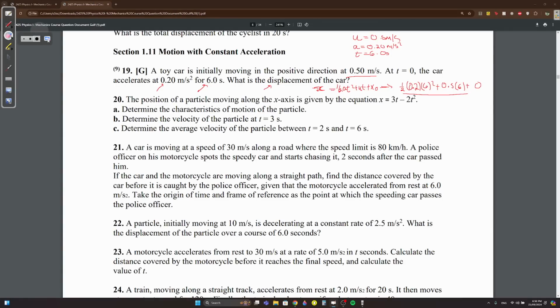The position of a particle moving along the x-axis is x equals 3t minus 2t squared. Oh, I like this question. Determine the characteristics of motion of this particle. When you say characteristics of motion, it means URM or UARM. Whenever you see squared time, immediately you know it's UARM. So here it's going to be UARM because you have time squared.